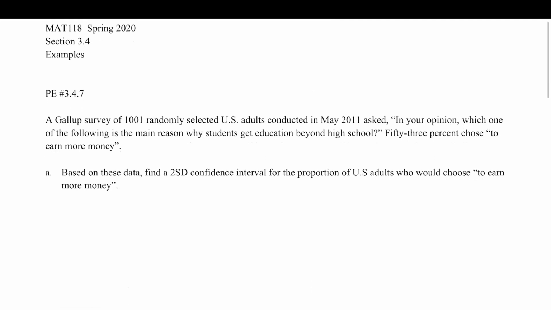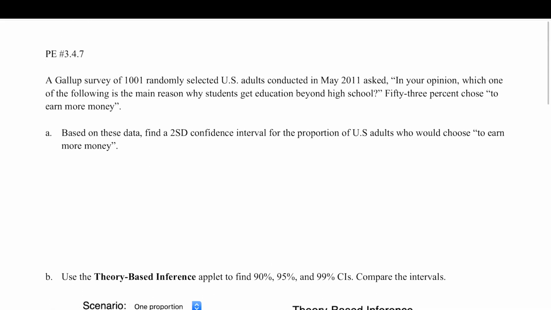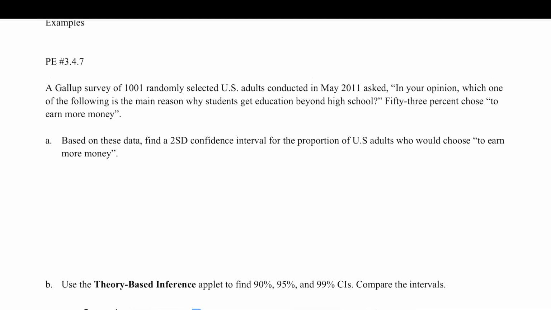In section 3.4, we take a look at some of the things that can affect the width of a confidence interval. And while we're going through a couple examples from the exercises at the end of the chapter from section 3.4, we will also do a little bit of review from the stuff we did in 3.2 and 3.3.